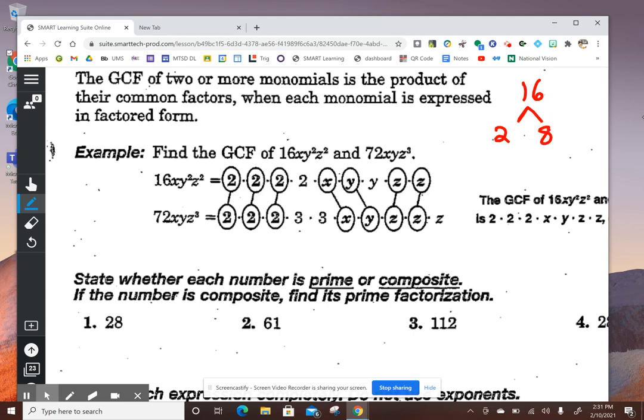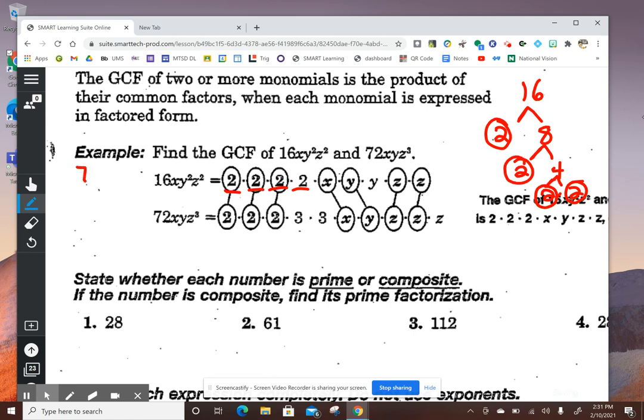So this is 2 times 8. This is prime, I circle it. This is 2 times 4. This is prime, I circle it. This is 2 times 2. They're both prime. So the prime factorization of 16 is 2 times 2 times 2 times 2.